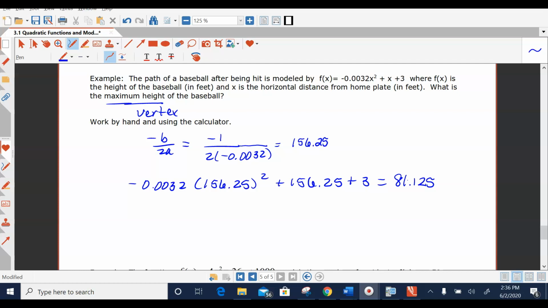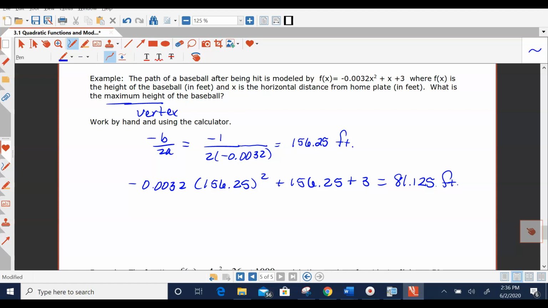Now, let's interpret this value. What does x represent? x is a horizontal distance from home plate, and it's in feet. Okay, so the ball is hit. It reaches its maximum height when it's 156.25 feet from home plate. What is that maximum height? Well, the maximum height that it reaches is 81.125 feet. So if you can find the vertex, then you can work these applications when they're asking for a max or a min.